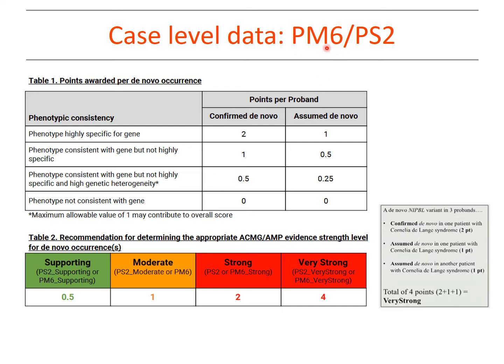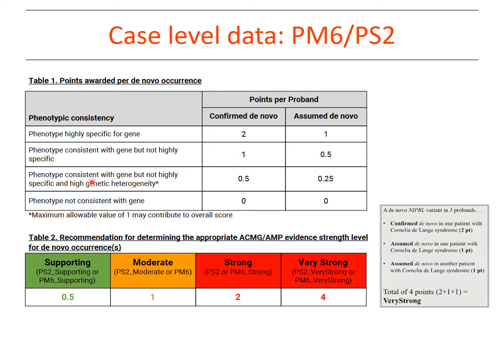Now let's have a look at the de novo criteria, PM6 or PS2, whether it's confirmed or assumed. Assumed is moderate and confirmed is strong. Here you must be very careful to apply this criterion only if the phenotypic consistency is high. For example, I show you here the example with Cornelia de Lange syndrome in the NIPBL gene. Here the phenotype is highly specific for a gene. If you find it in one case confirmed de novo, you can apply 2 points. If it's only assumed de novo, it's only 1 point, half. If the phenotype is consistent but not highly specific, you must reduce it to 1 point and 0.5 points.